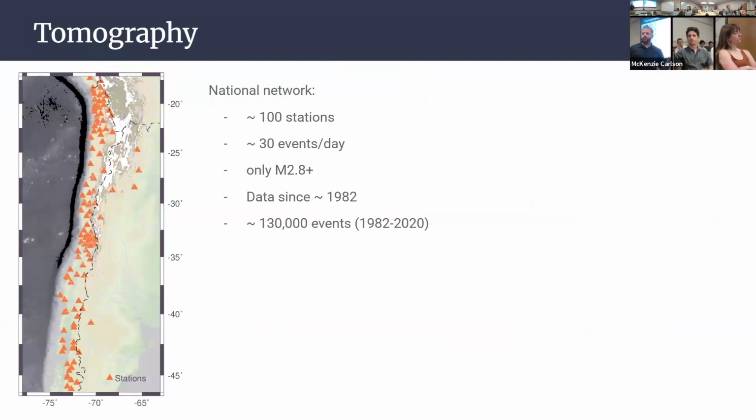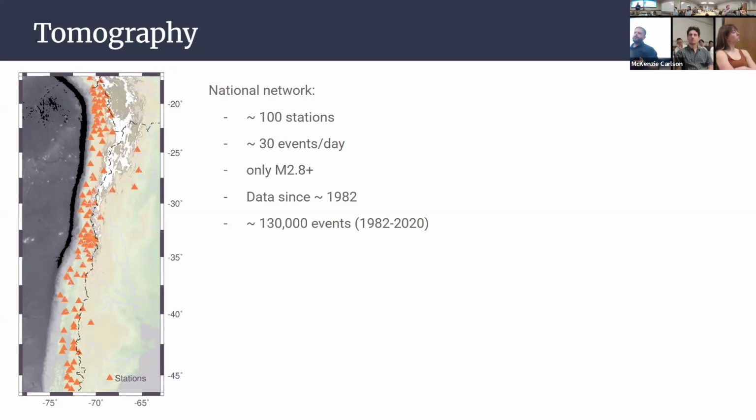Anyway, this catalog is huge. You have a bit more than 100 stations, about 30 events a day for recent years, at least. All seismicity of magnitude 2.8 and above, and data since the 80s. So in the 80s, less data, mostly in the central region, but a lot of earthquakes still. The catalog from 82 is more than 130,000 events.